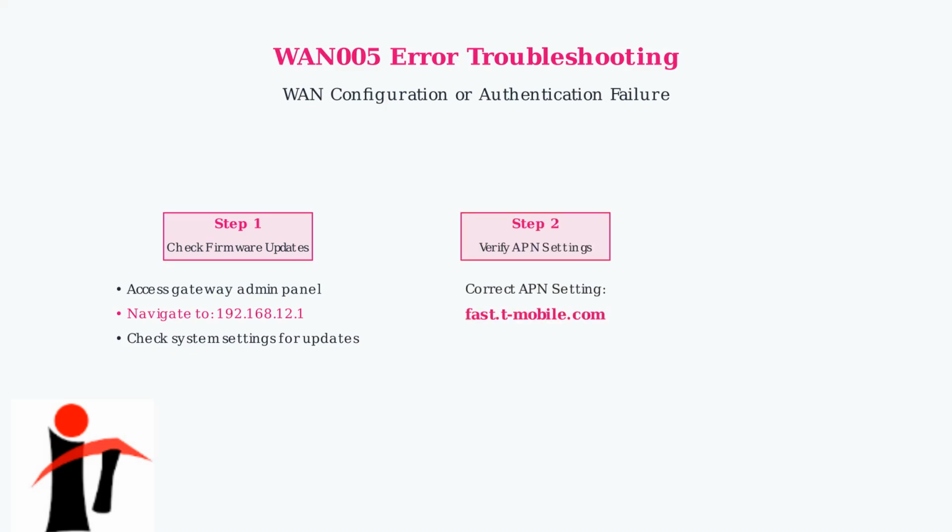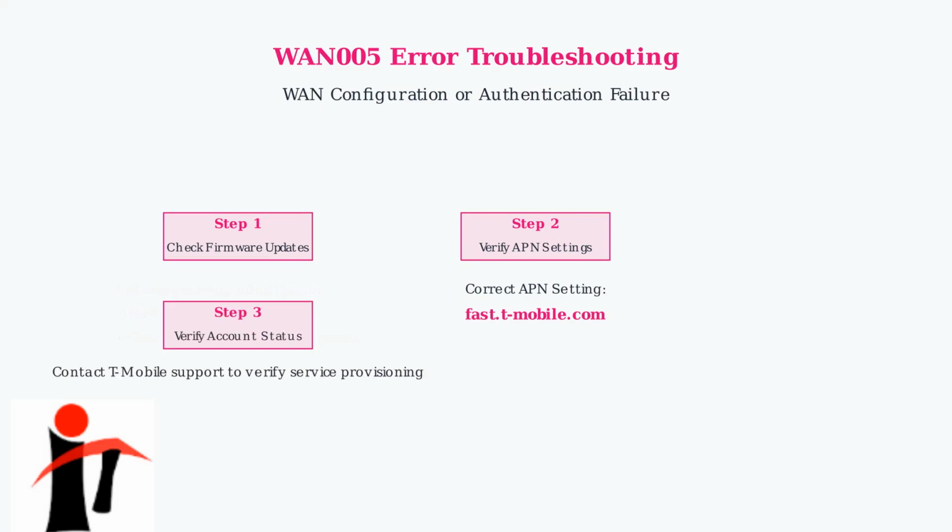Step 2 involves verifying your APN configuration. The access point name must be set correctly for T-Mobile's network to authenticate your connection. Step 3 is contacting T-Mobile to verify your account status. Sometimes provisioning issues on their end can cause authentication failures.